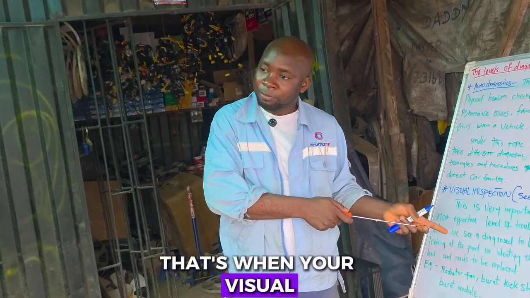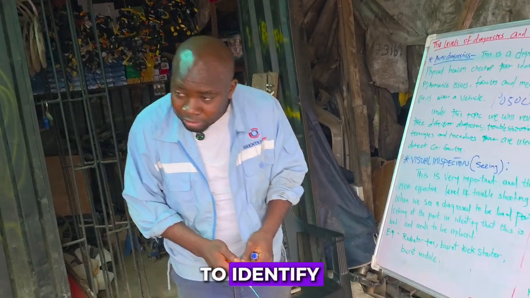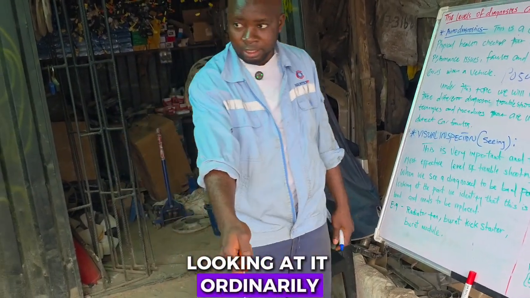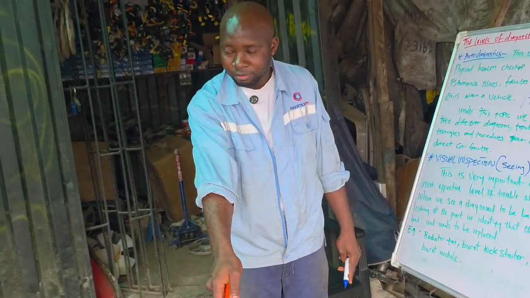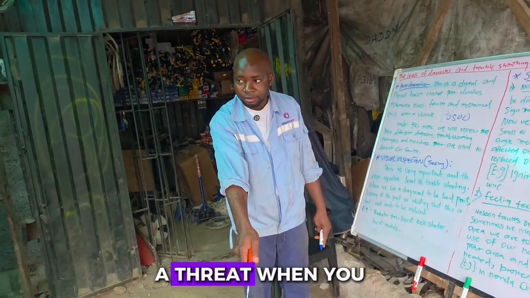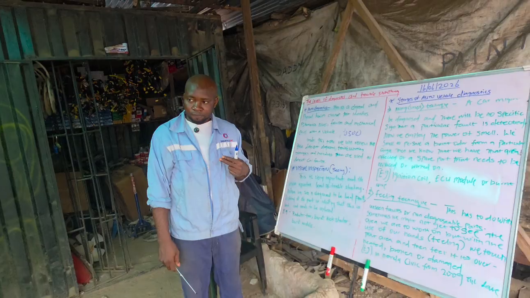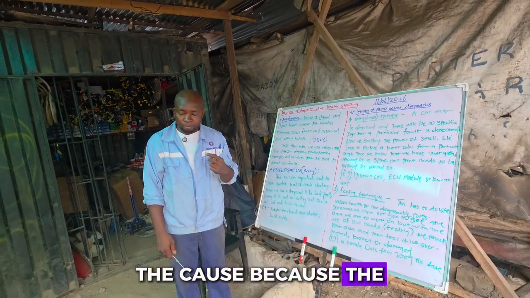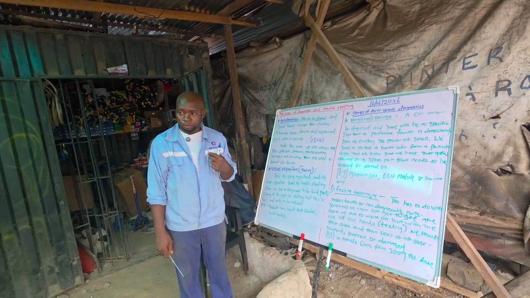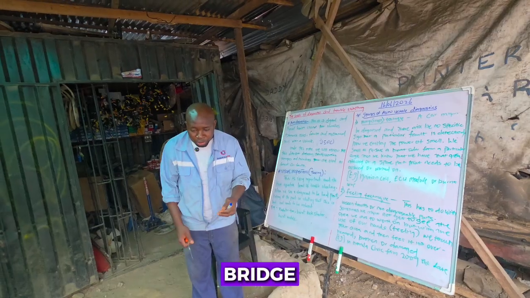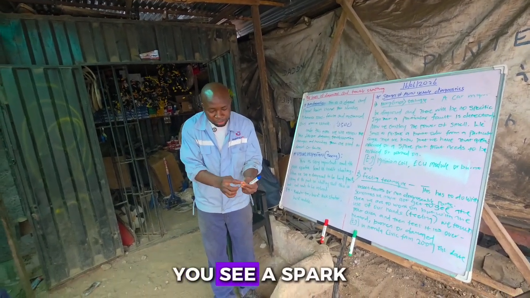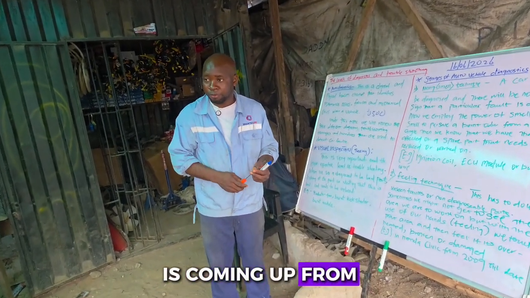That's when your visual inspection comes in. Now you use your eye to identify. Looking at it ordinarily, you know that this is a threat. When you see it, you know that this thing will be the cause because the smell is coming up. When you see a breach, a terminal that's short to ground, you see a spark on the body, you know that this is where the issue is coming up from.